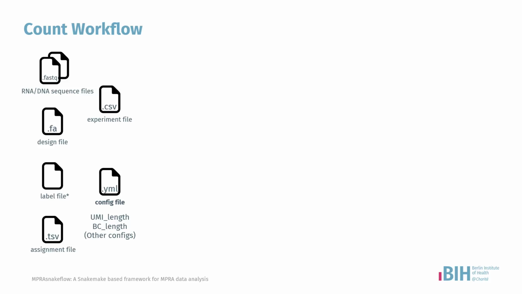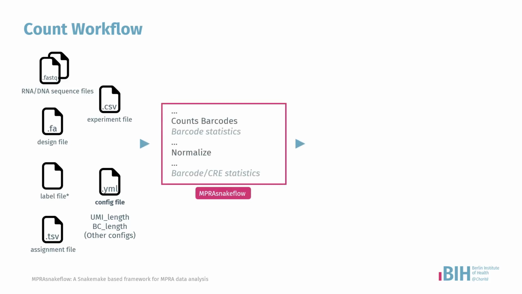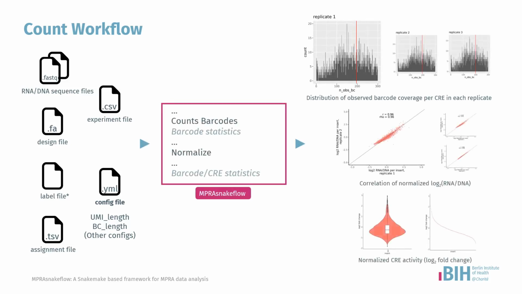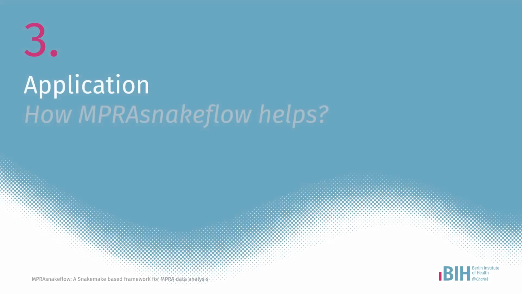Once MPRAsnakeflow is run, it is able to create multiple plots, such as the distribution plot of the observed barcode coverage for each CRE in every replicate, and also the correlation of the normalized log2 ratio between the RNA and DNA among the replicates, and a normalized CRE activity for every CRE involved based on the log2 fold change. Now, these analyses not only provide what they promise, but they also help in understanding the MPRA experiment better. How, you ask?